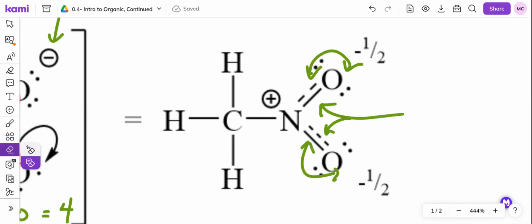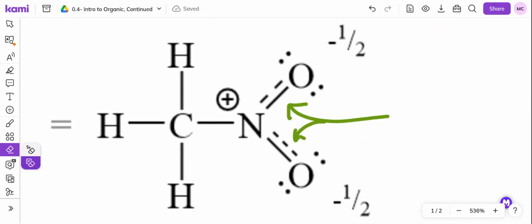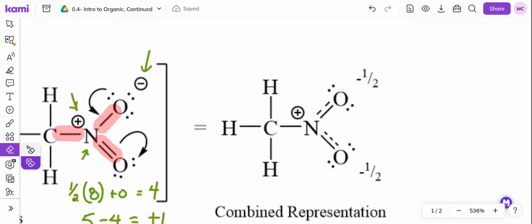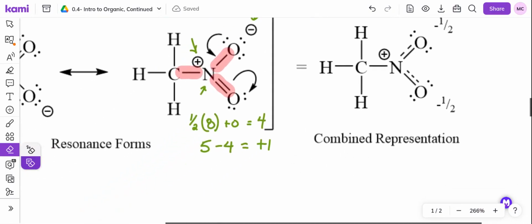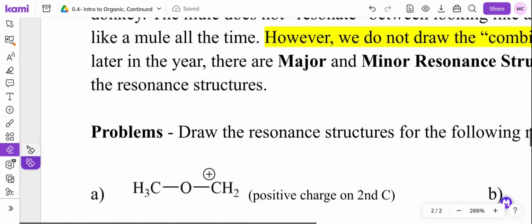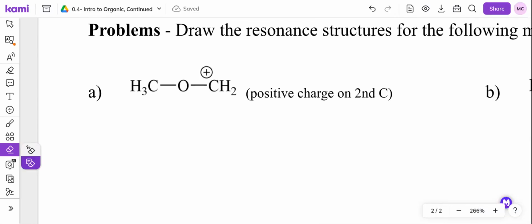So I don't want you getting hung up over the combined representation, because we're not really going to be asking you about that. We're going to just look at the different resonance structures. So I don't care about the combined. I put that on there just mainly for kicks and giggles. But let's take a look at the first problem that we have here. So flip the page over.